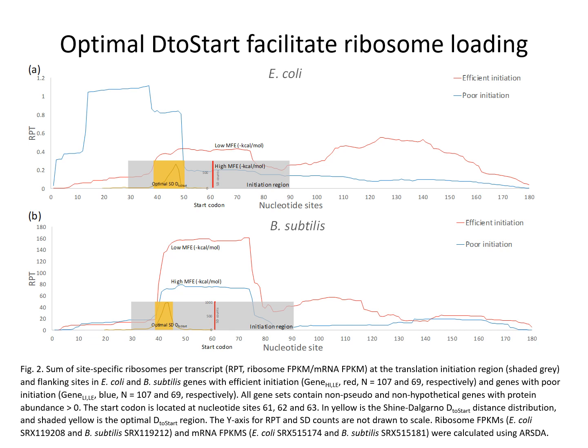and Bacillus subtilis. Here the start codons are located at site 60, and as we can see, the increase in ribosome abundance in SD-containing genes precisely corresponds to the location of the optimal D to start location in yellow. So this shows that our improved SD location measurement is indeed important for translation initiation.